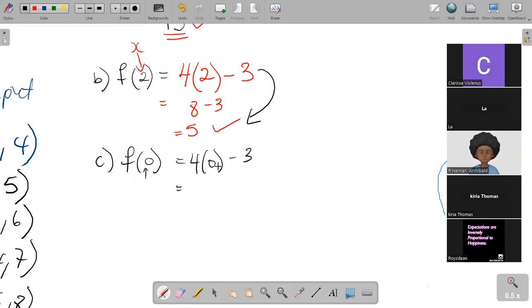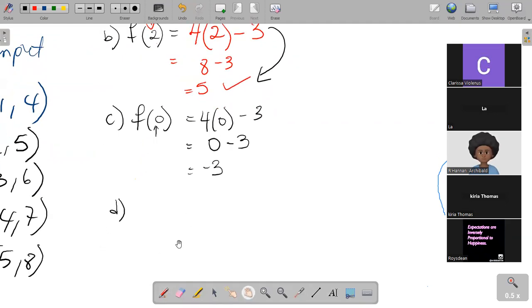So we know that this means 4 times 0. Anything times 0 is 0. And 0 minus 3, it's nothing, so you're going to end up with -3. So I hope persons who didn't get it see where they made their mistakes and adjust it. Let's try one more for the road.